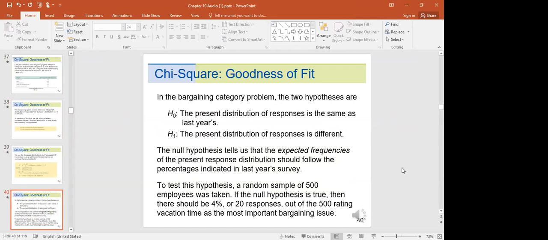So H0 will be the present distribution of responses is the same as last year, and H1, the present distribution of responses is not the same. The sample we have has 500 individuals. The expected value will be computed by taking the proportion of those 500 that corresponds to last year's distribution if they were the same.